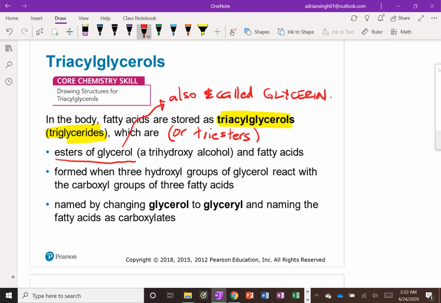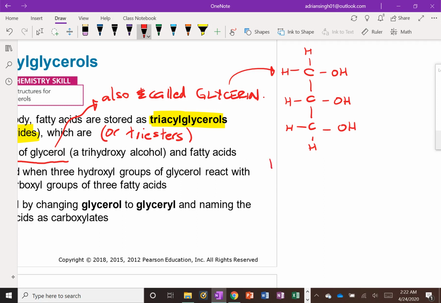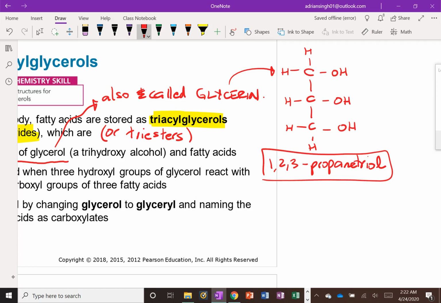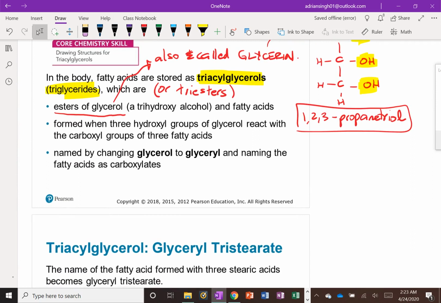And the alcohol groups, the OH groups from glycerol, are able to form esters with three fatty acids. So glycerol or glycerin looks like this. There's 1, 2, 3 carbons, and then there are 3 alcohol groups. If you were to name glycerol, the IUPAC name would be 1, 2, 3 propanetriol, but it's more commonly known as glycerol. So these alcohol groups here can react with carboxylic acid groups from three fatty acids to make your triacylglycerol, or your triglyceride, or your triester.